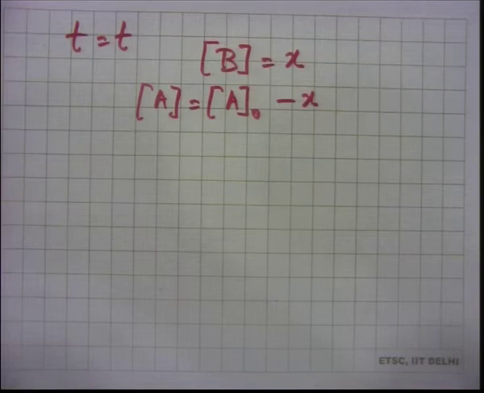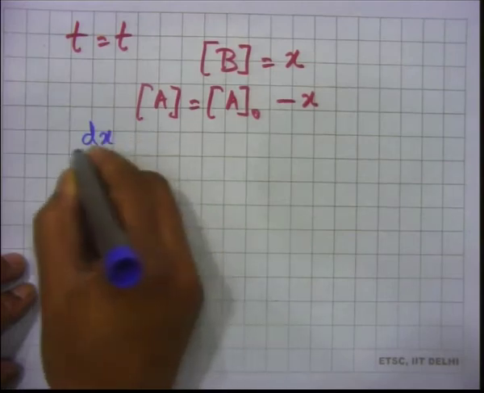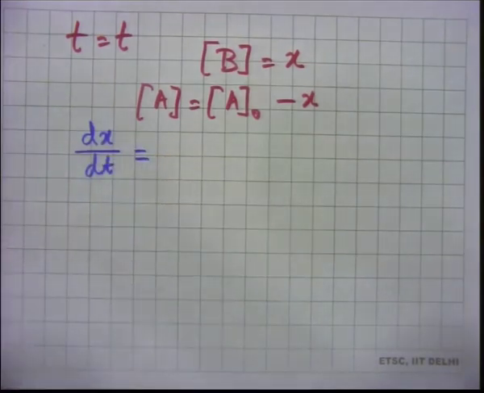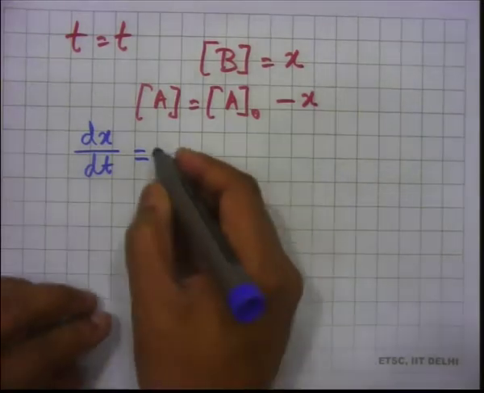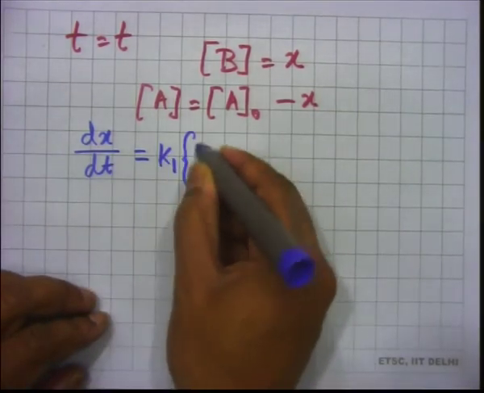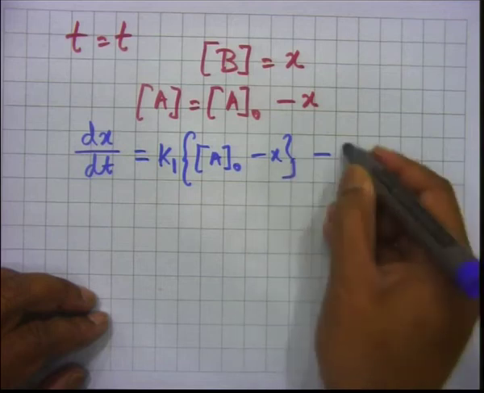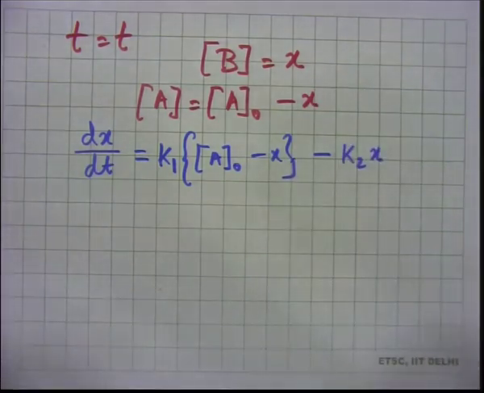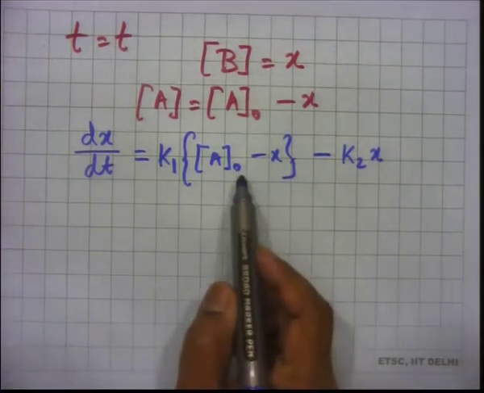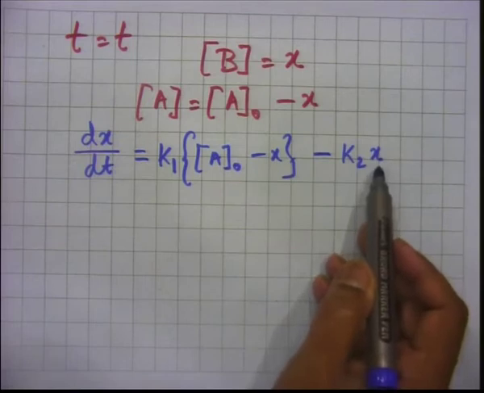Now, we have written an expression for dB dt. So, that means we can write an expression for dx dt. B is x. So, just a few minutes back we wrote dB dt. So, dx dt should be taken from dB dt and it should look like this. What is this? A naught minus x, that is A. So, k1a minus k2b, that is what we wrote few minutes back.